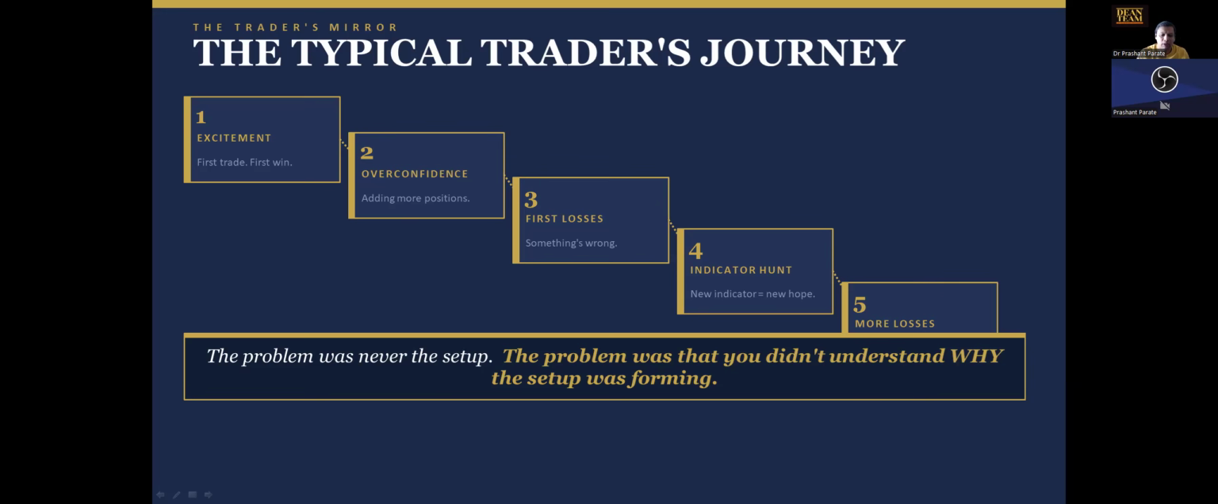The problem is never the setup. The problem is that you did not understand why the setup was forming, and whether it is the right time for this setup to develop. Is it the right time to take a trade in this setup? Like, people are taught to buy on dip, but when markets are clearly in an uptrend for maybe the last 80 candles, more than 80 candles, that is not the time to buy on dip. But people are taught to buy on dip. And after a nice uptrend, when they see that prices are falling for the first time, they try to buy on dip.